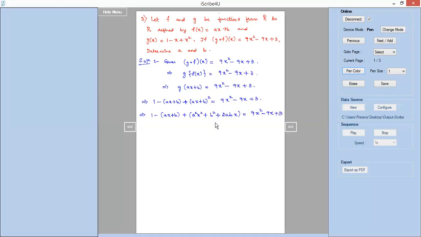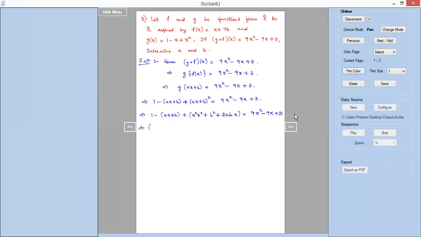We just expanded using the (a plus b) whole square formula. Now we will group on the left hand side all the constant terms together, all the coefficients of x together, and all the coefficients of x square together. So it is just a grouping now on the left hand side.